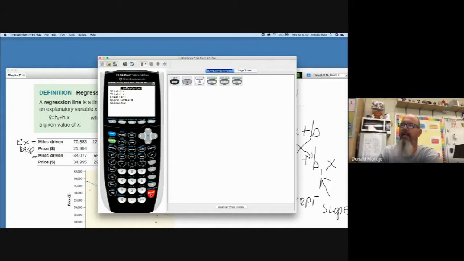So let's put it in Y1. To do that, we're going to go to VARS or variables, toggle over to Y variables, function, and then we'll see a Y1. So we're telling the calculator, please do all the work for linear regression, where we put our X data in list 1, we put our Y data in list 2, and we would like you to store that equation for us in Y1. And then we'll just tell it to calculate.